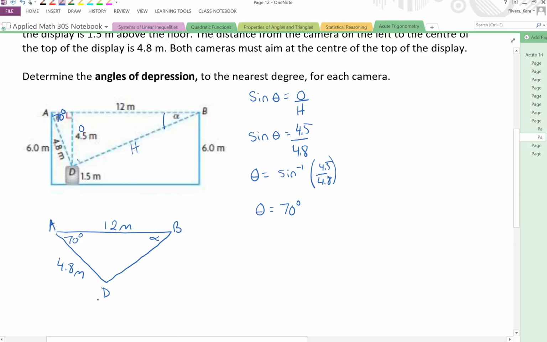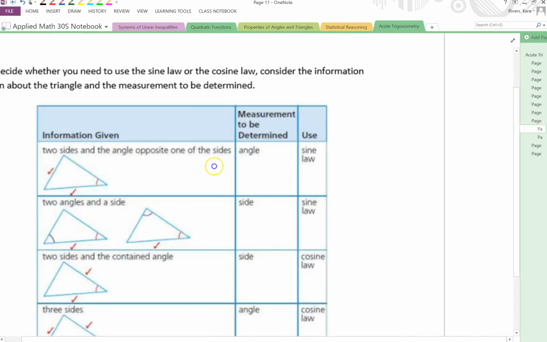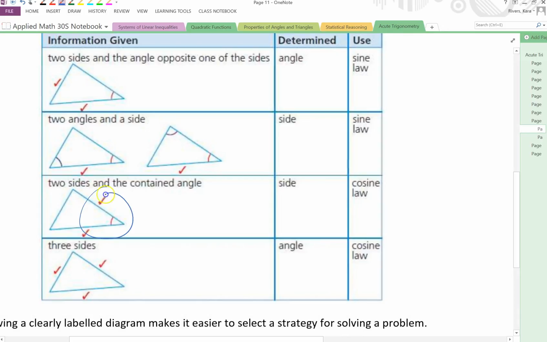Could we use, or do we have, a tool to solve for alpha? Well, if I've got two sides and the contained angle here, I've got the 12 meters, the 4.8 meters, and the contained angle. I can solve for this side A by using the cosine law. So, go back here. I've got two sides in a contained angle, so that would be the cosine law.